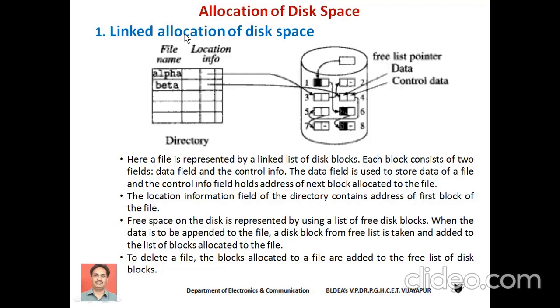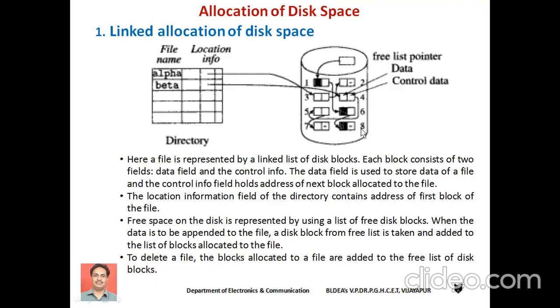First, we are going to discuss linked allocation of disk space. Students, in this method, the file is represented by a linked list of disk blocks. We are going to use a linked list of disk blocks to store the content of the file. Here, each block consists of two fields. The first field we call the data field, and the second field is referred to as control information. The data field is used to store data of the file, and the control information is used to store the address of the next block which is allocated to the file.